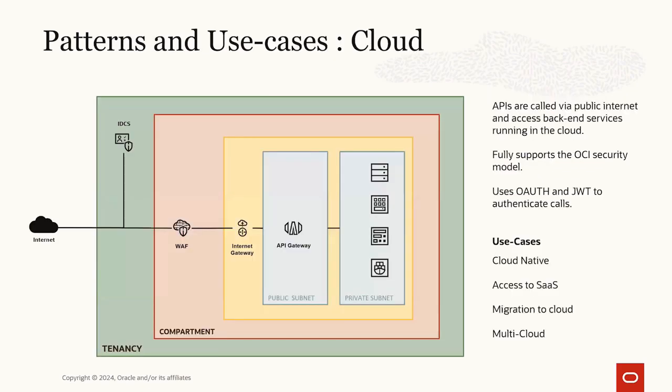A couple of use cases here. We've kind of talked about the internet facing, goes into public subnet, accessible across the internet. Maybe we're going to use a WAF for extra security there. And we'll look at auth a little bit more, but in this case, using something like OAuth or JSON Web Tokens to authenticate.